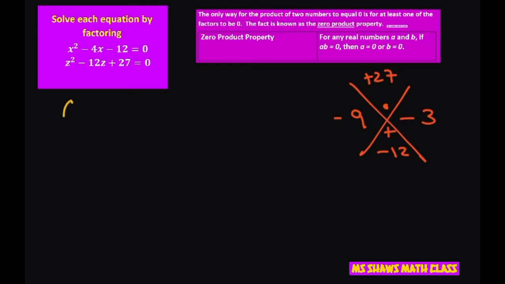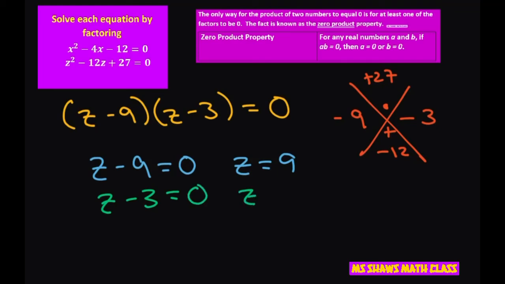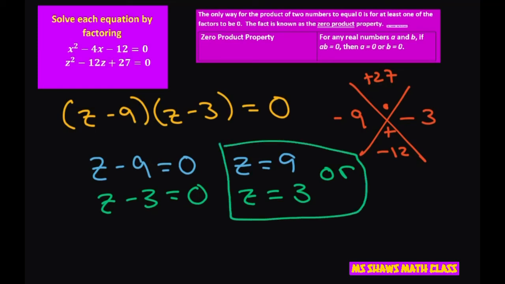So let's factor this. So we have z minus 9 and z minus 3 equals 0. So bring both of these out. You have z minus 9 equals 0, so z equals 9. You also have z minus 3 equals 0, so z equals 3. And then you just say it like this: z equals 9 or z equals 3.